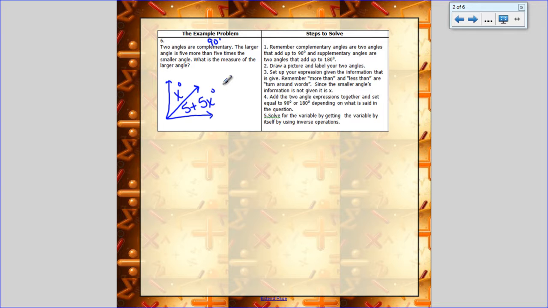So now we're going to add the two expressions together and set it equal to 90 because we're doing complementary. So I'm going to add these up. I'm going to have x plus 5 plus 5x has to equal 90. And I'm going to simplify, so I can put this x and this 5x together, which gives me 6x plus 5. There should be a 9 there. Is equal to 90.